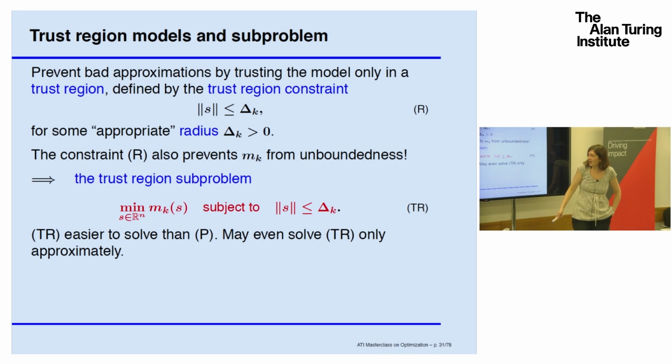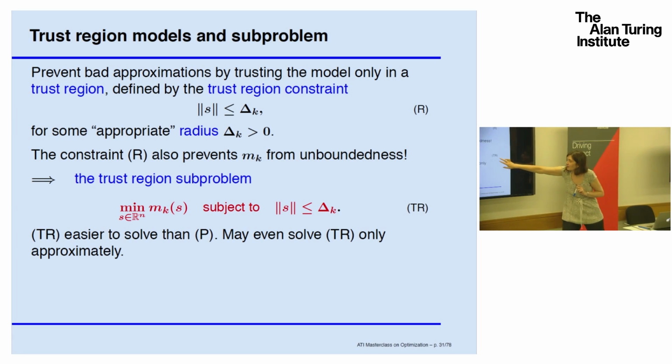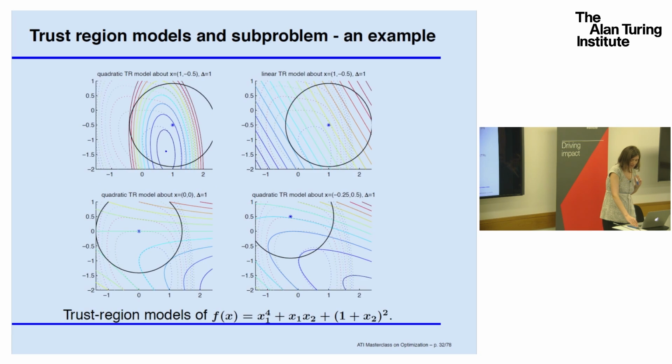Right. So now, because a ball is a bounded and closed set, this model, which is a nice continuous model, is going to always be bounded. But it may be non-convex. But now I've added constraints. So this becomes harder. But actually, you can make it work.